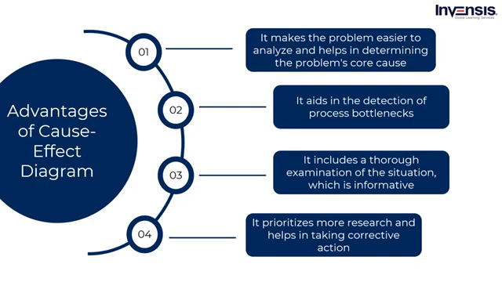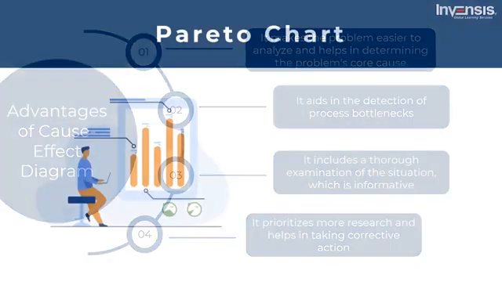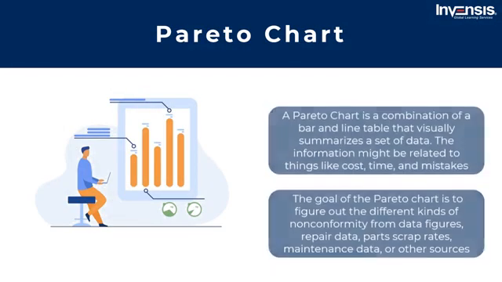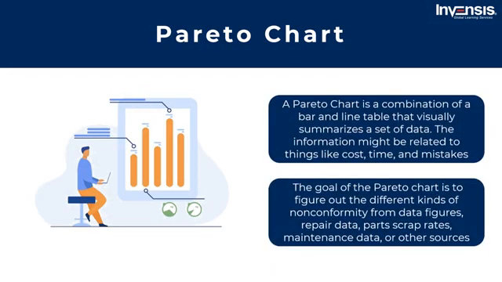diagram or cause-effect diagram. The fourth is the Pareto chart. A Pareto chart is a combination of a bar and line table that visually summarizes a set of data. The information might be related to things like cost, time, and mistakes. In this case, bars in a chart show values in decreasing order, with the highest bar on the left and the lowest bar on the right and lines representing the total. The left-hand vertical line or axis shows the number of occurrences. This occurrence can be related to cost, mistakes, or any other measure aspect.